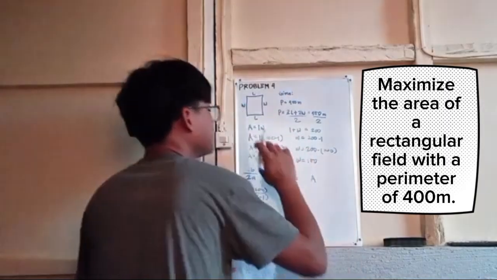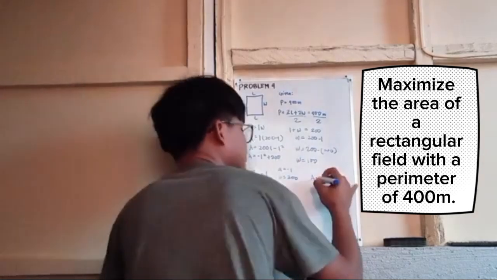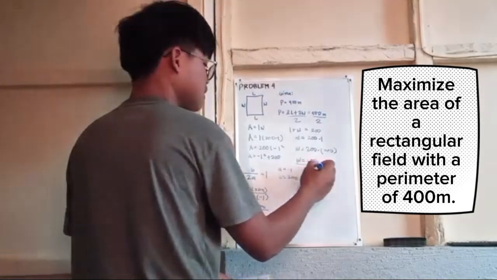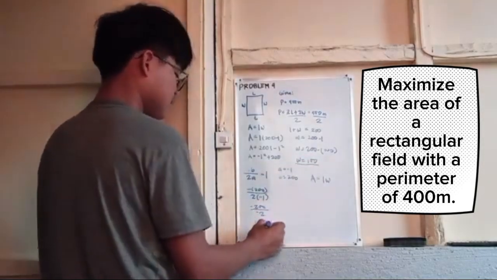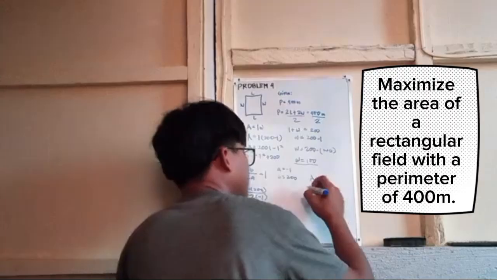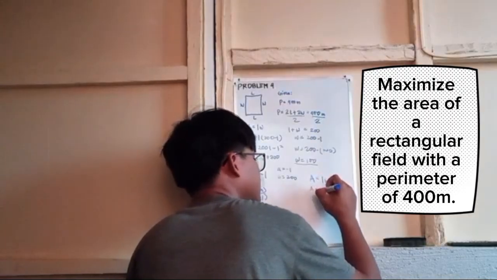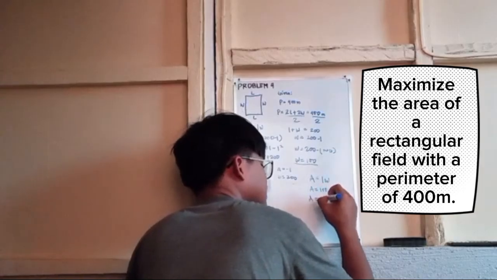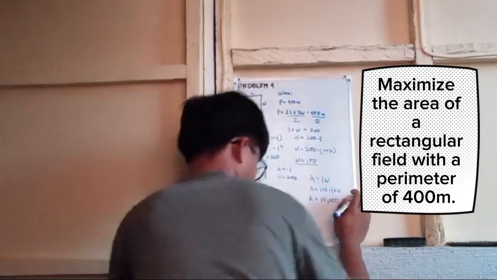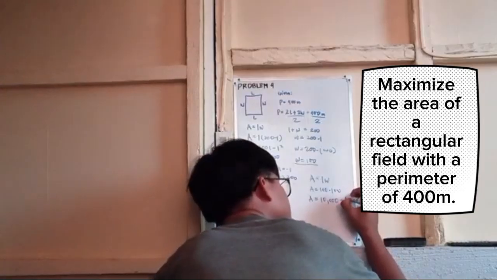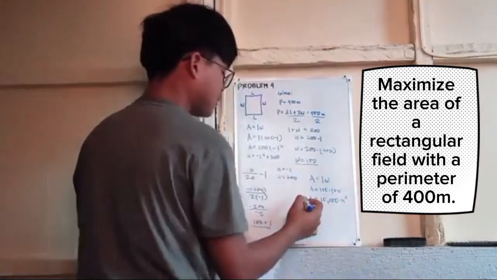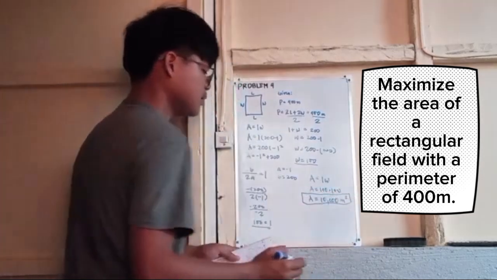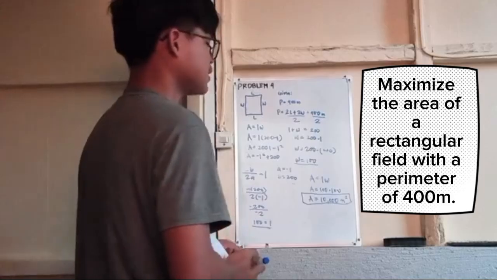Then you will go back to getting the area of the rectangle, which is length times width. Then substitute the solved length and width, which is 100. So area is equal to 100 times 100. We will get the value of 10,000 meter squared. So we have the final answer of the maximized area of a rectangular field: area is equal to 10,000 meter squared.